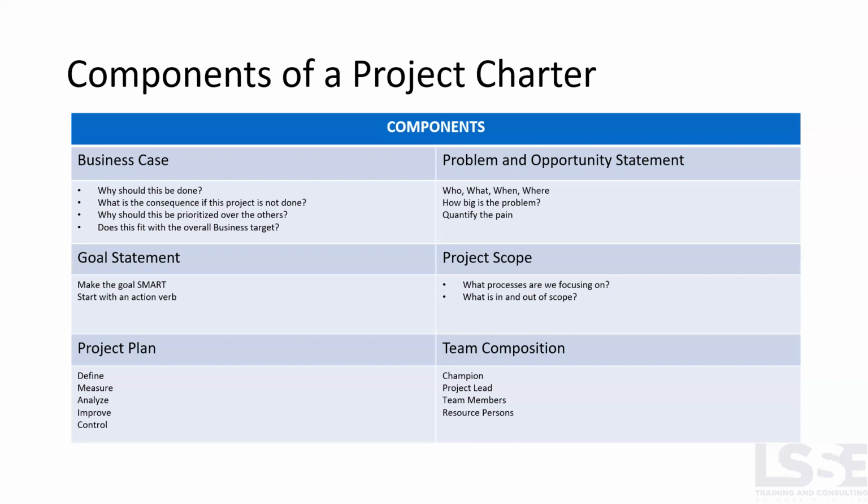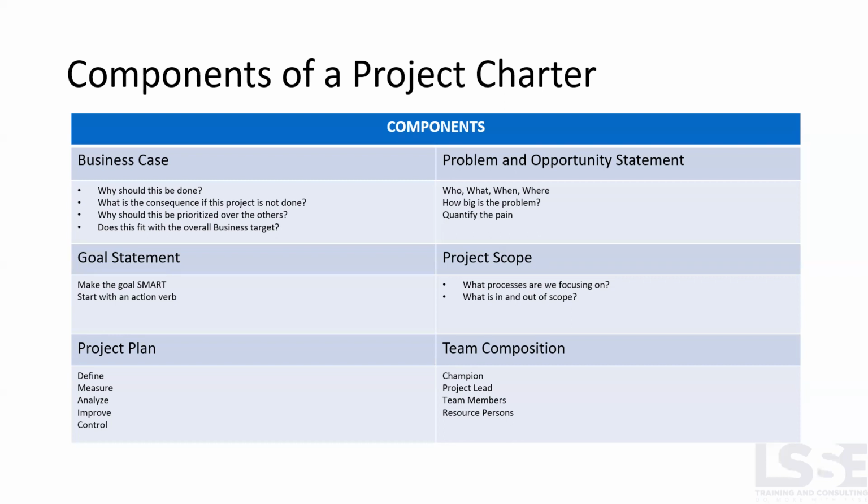Okay, the next part of the project charter is the problem and opportunity statement. This is basically just objective. You just state what the problem is. It's more about who, what, when, and where, and how big the problem is. And you need to quantify the pain of this problem. Later on, I'll give an example of a sample problem statement.